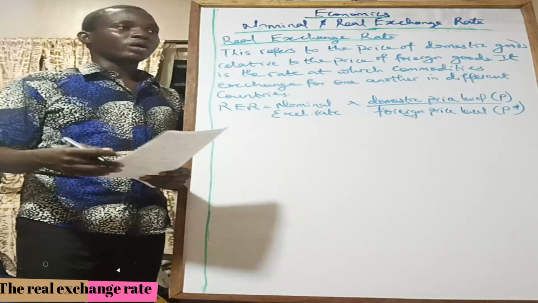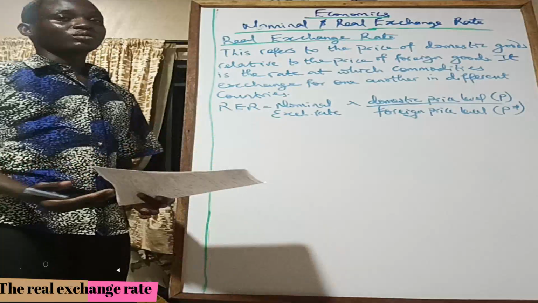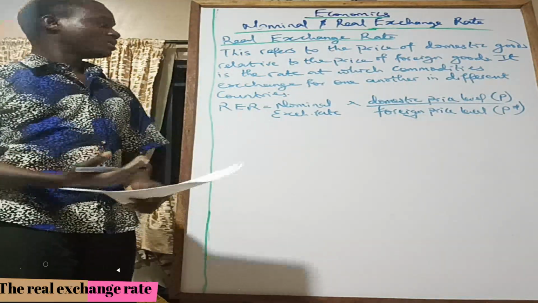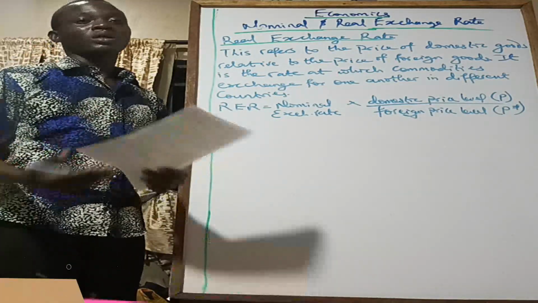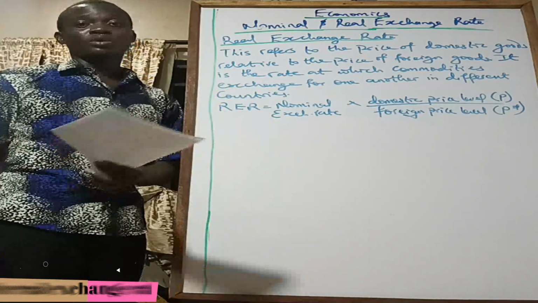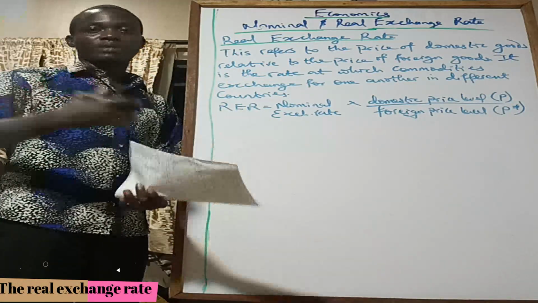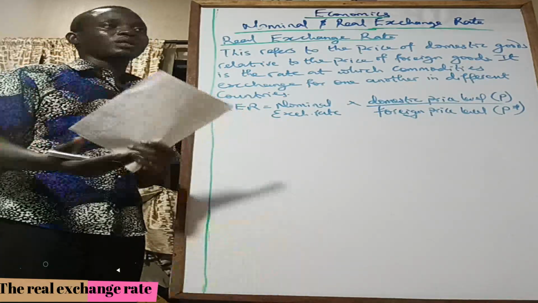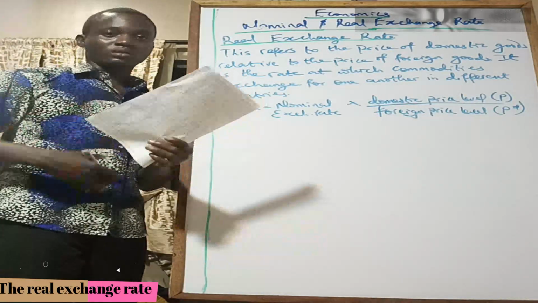For your definition, the real exchange rate is the price of domestic goods relative to the price of foreign goods. It is the rate at which commodities exchange for one another in different countries. So you're not just talking about the nominal exchange rate now. You're looking at differences in purchasing power of currencies. In real terms, what would this naira afford in the US, and what would the US dollar afford in Nigeria?